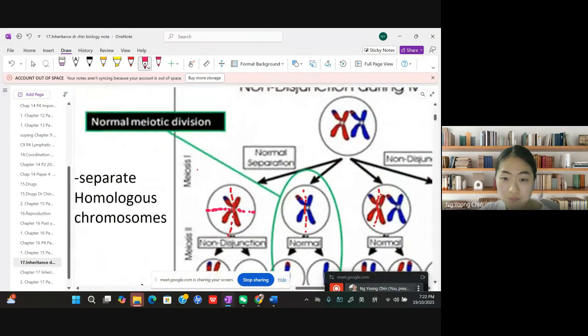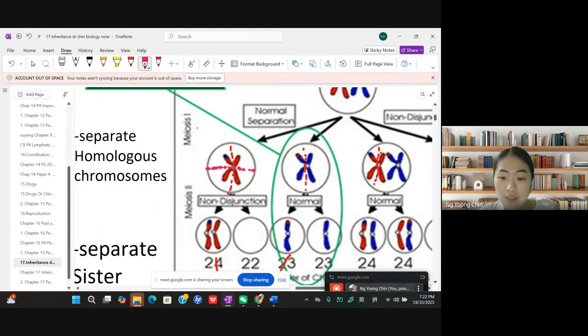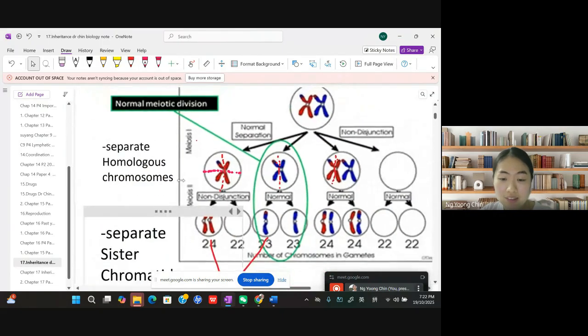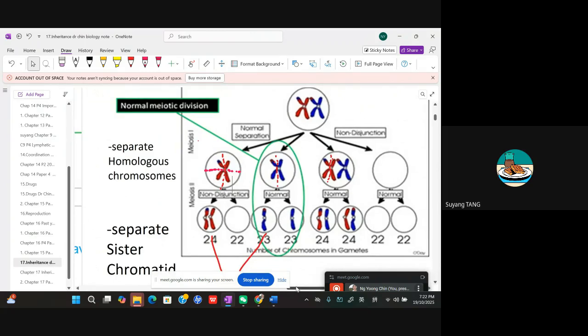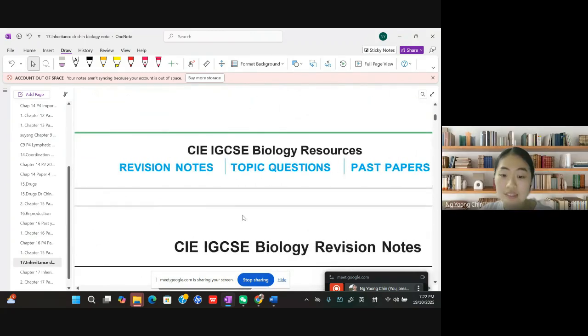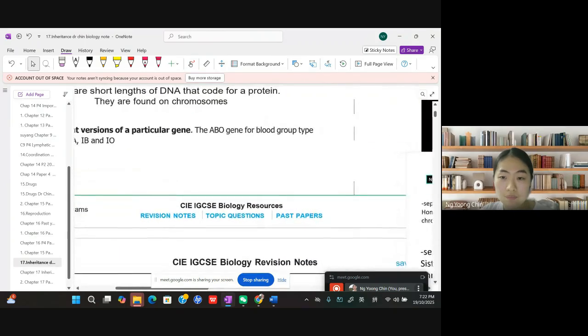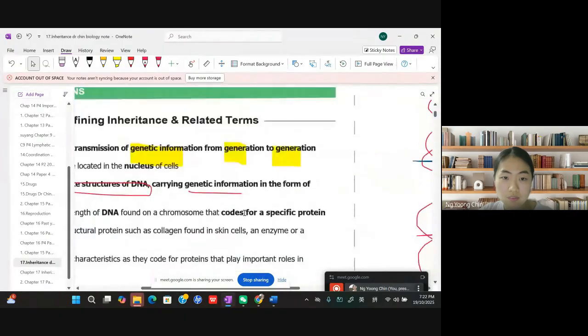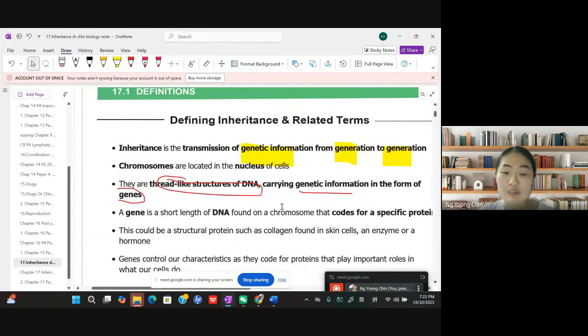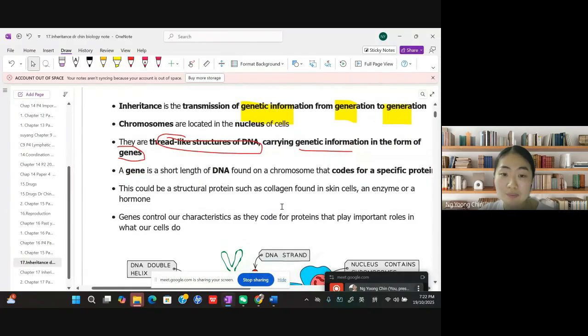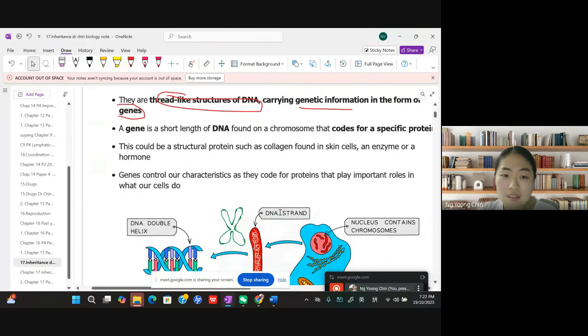Are you clear about this? So non-disjunction usually happens due to the female. The female is very old already, but they still want to have a child, so that's why they become high risk for this. And then what I need to tell you.